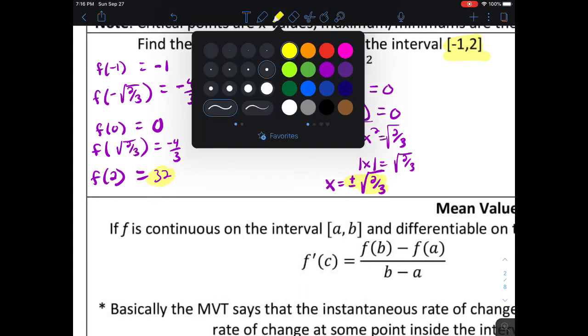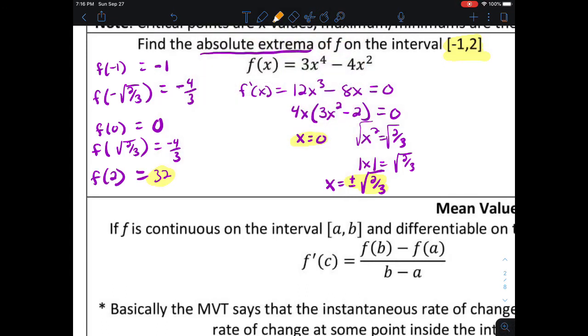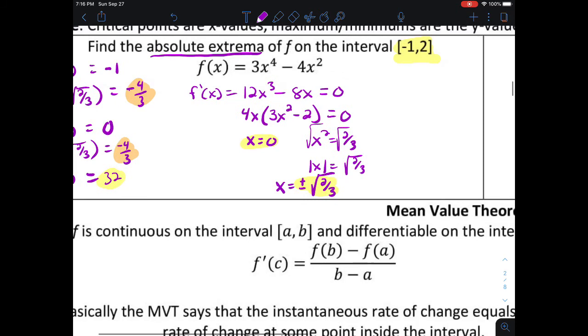Now, notice how the minimum value of -4/3 occurs twice. That doesn't matter. We're just strictly looking at size here. We have an absolute minimum, and that's going to be the y value of -4/3, and we have an absolute maximum at the y value of 32 on the interval.